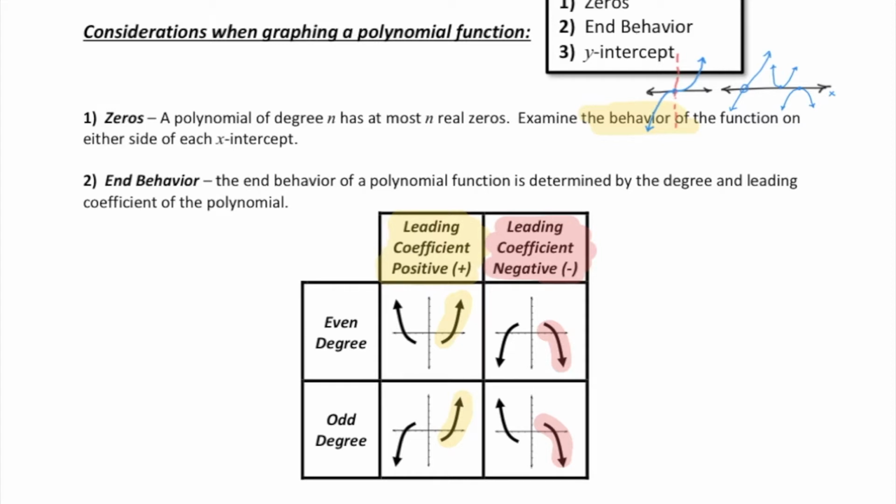And then once you've decided if the right end is going up or down, then you want to look at the degree. An even degree function, both ends are doing the same thing. And an odd degree function, I am running out of colors, an odd degree function, the ends are doing opposite things. So decide what the right end is doing, up or down, and then the left end will either do the same or the opposite depending on the degree. And we'll talk through some examples of this, so I'm going to move on.